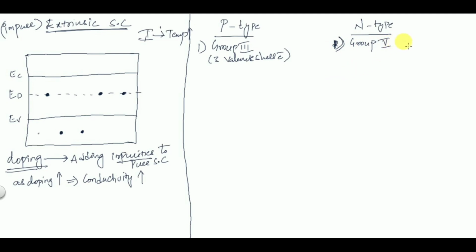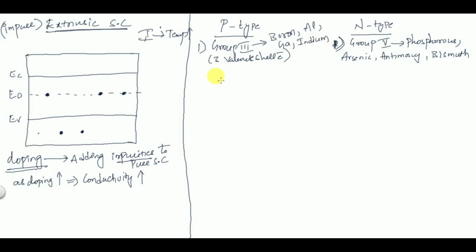Examples of group 5 elements are phosphorus, arsenic, antimony, and bismuth. These are the widely used ones. For group 3 elements, we have boron, aluminium, gallium, and indium. So these are the types of impurities which we are going to add.